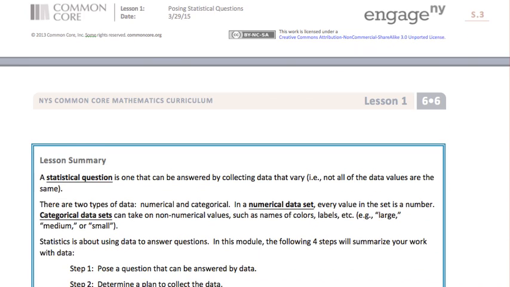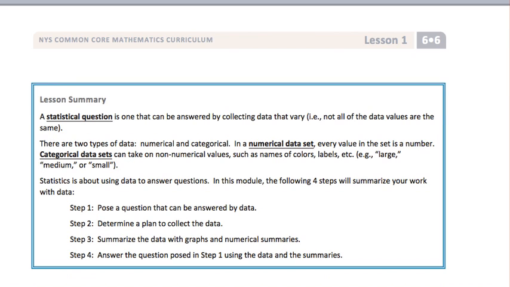So remember, a statistical question is one that can be answered by collecting data that varies. And there are two types of data, numerical and categorical.